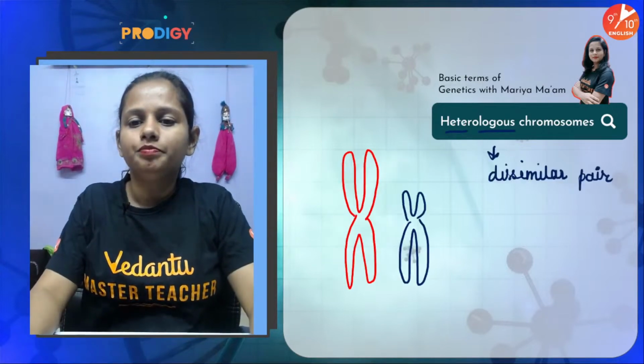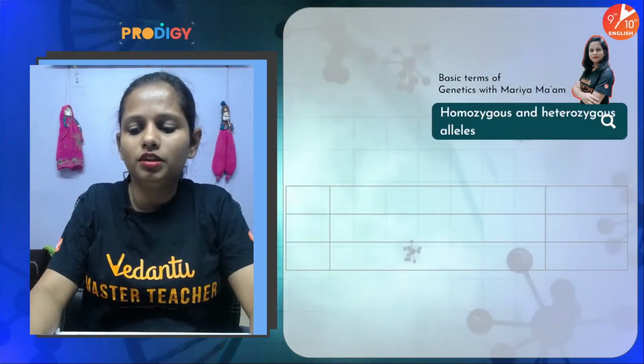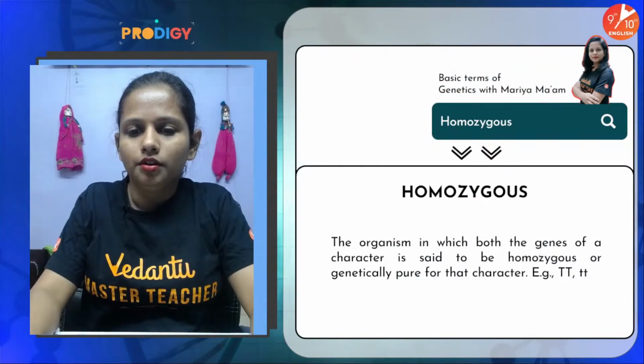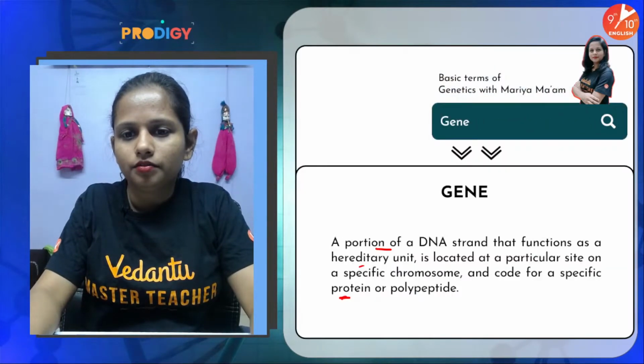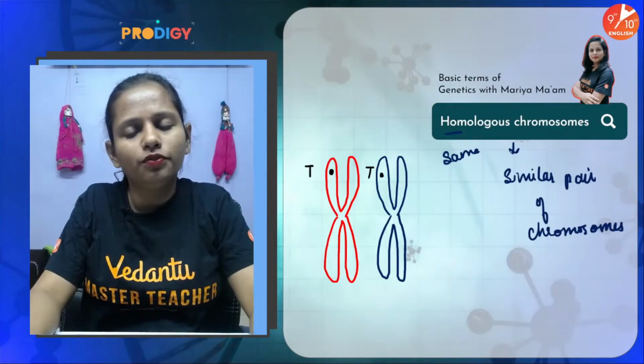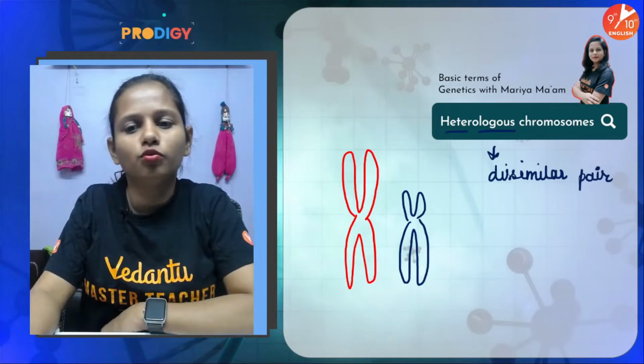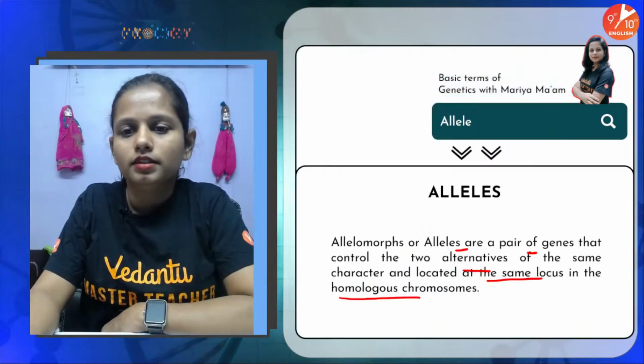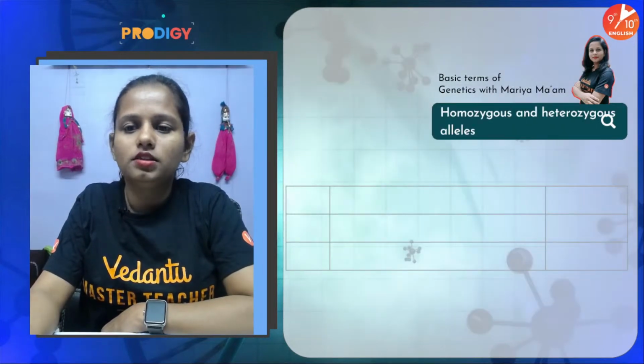Now, the same definitions are being given over here. So, homologous, a similar pair of chromosomes; heterologous, a different pair of chromosomes. So, alleles is done.